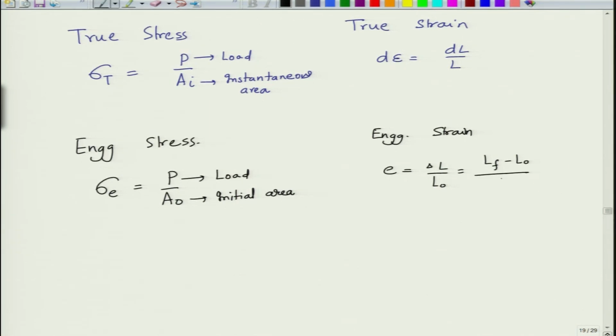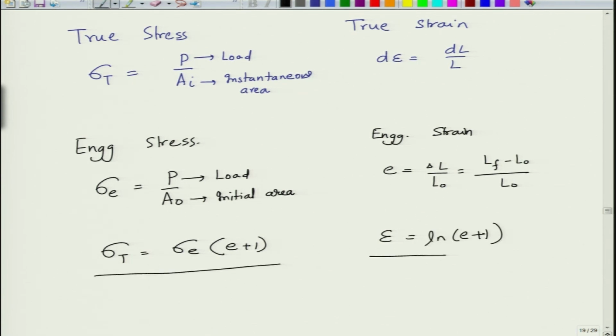We have seen what the difference between true strain and engineering strain is, and there is also a difference between true stress and engineering stress. If you relate these quantities you find that sigma T is equal to sigma E into (e plus 1), and you can relate epsilon as ln of (e plus 1). So, these are simple straightforward relations that you can obtain by simple manipulation of parameters.